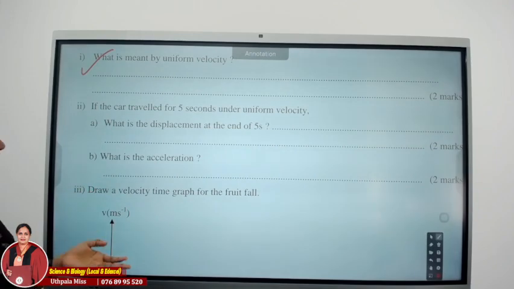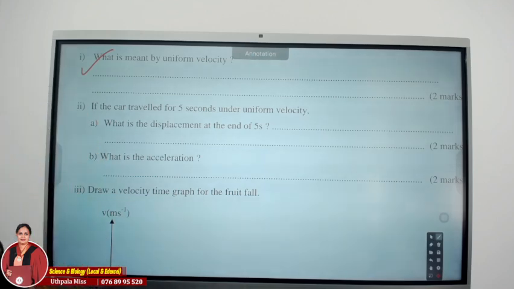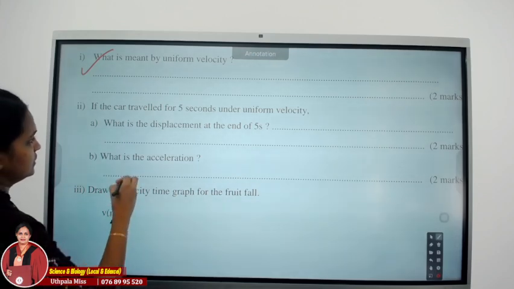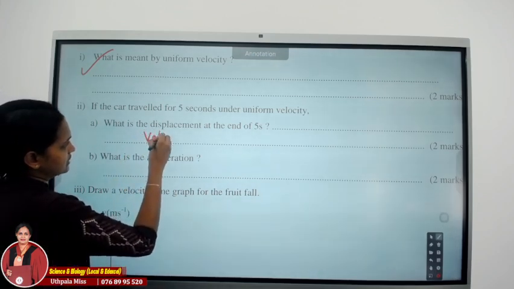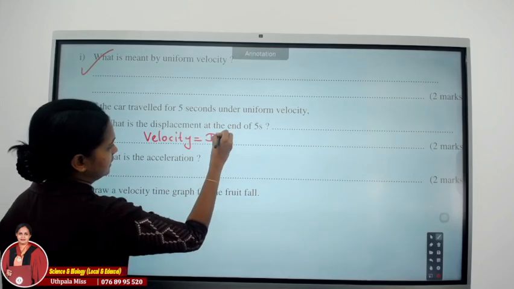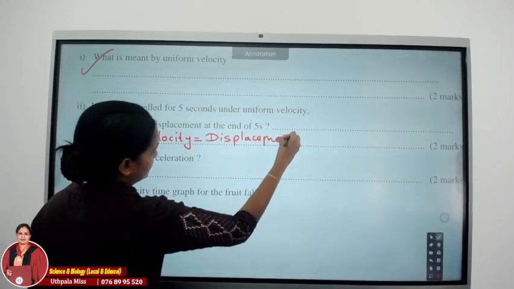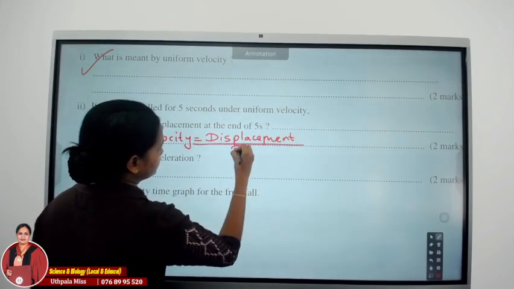If the car traveled for 5 seconds under uniform velocity, what is the displacement at the end of 5 seconds? The car traveled for 5 seconds under uniform velocity. So what is the displacement? So you know velocity equals change in displacement divided by time, right? Change in displacement divided by time.